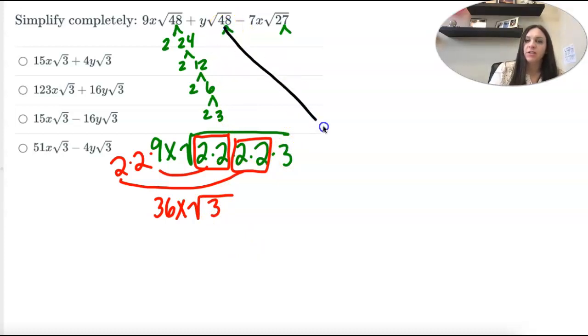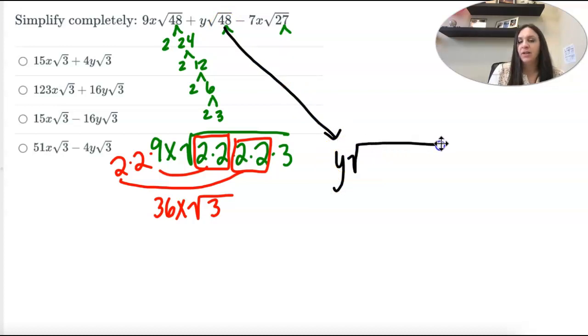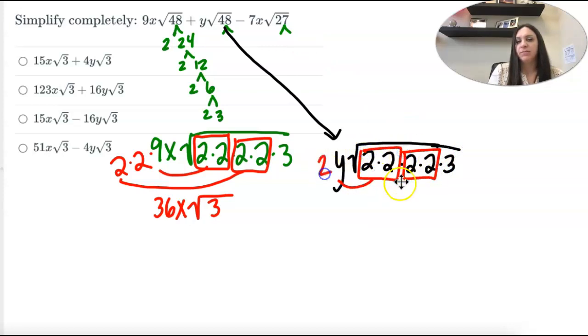So now for this one, I have a y on the outside. And then we already factored down 48. It's 2 times 2 times 2 times 2 times 3. So I'm just going to bring out those pair of 2's again. Multiply. So this becomes 4y square root of 3.